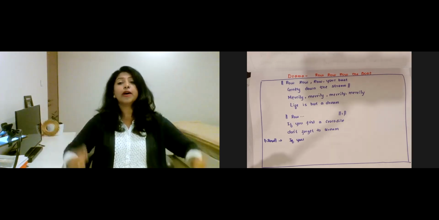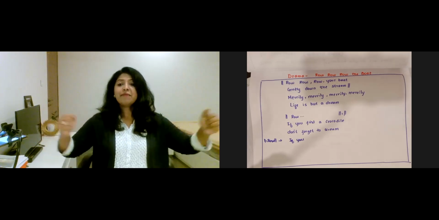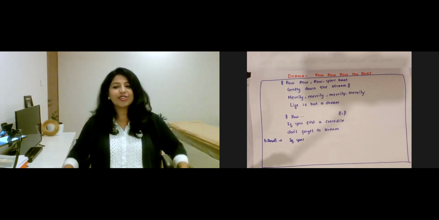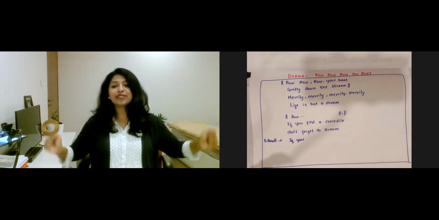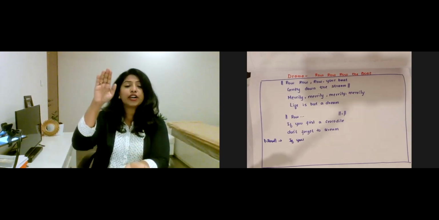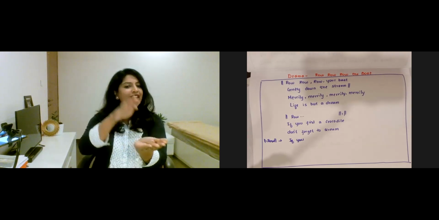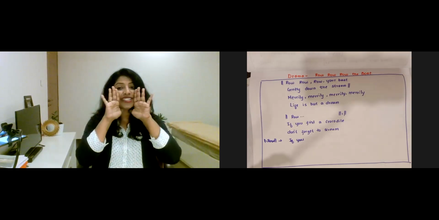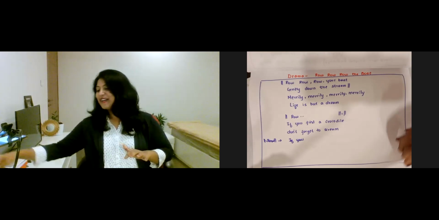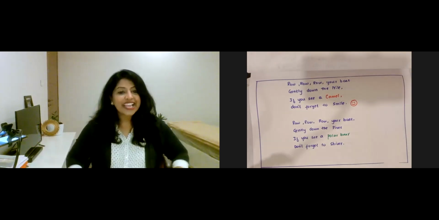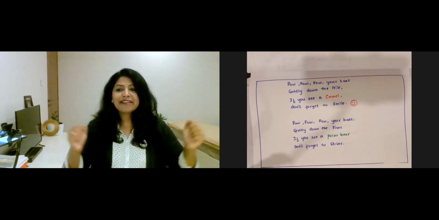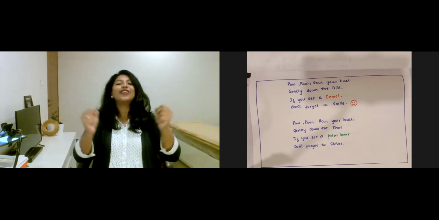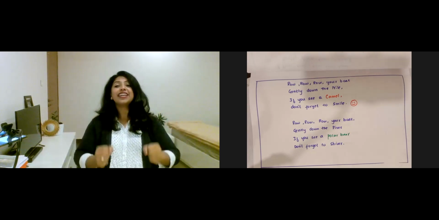Row, row, row your boat gently down the stream. Merrily, merrily, merrily, merrily, life is but a dream. Row, row, row your boat gently down the stream. If you find a crocodile, don't forget to scream. Ah! Row, row, row your boat gently down the stream. Merrily, merrily, merrily, merrily, life is but a dream. Row, row, row your boat gently down the stream.